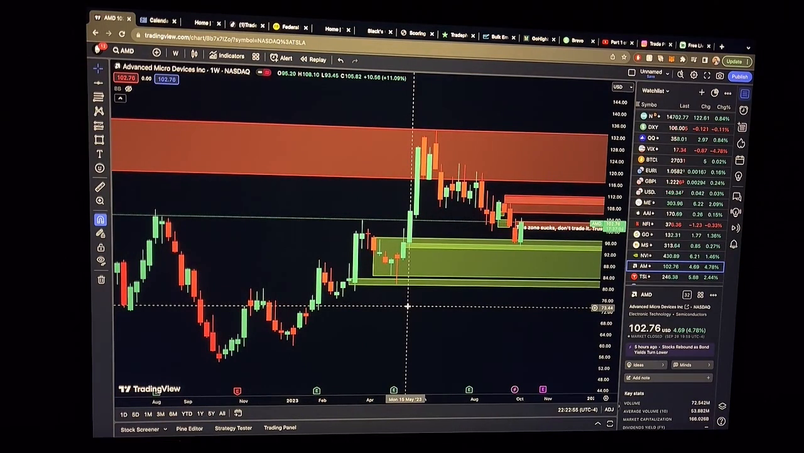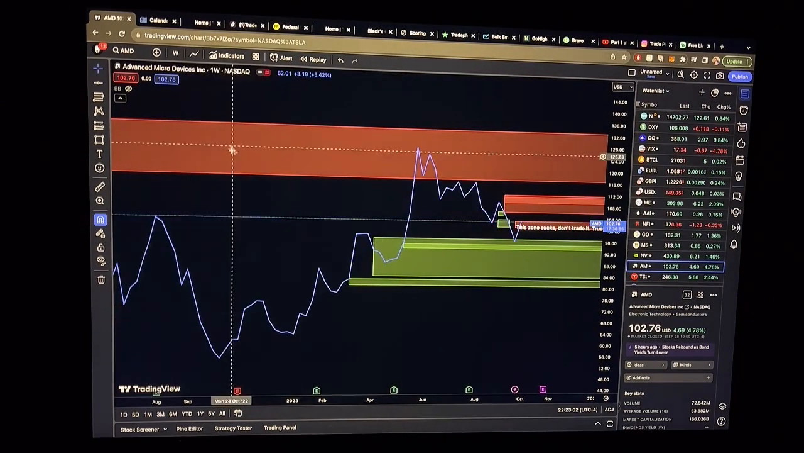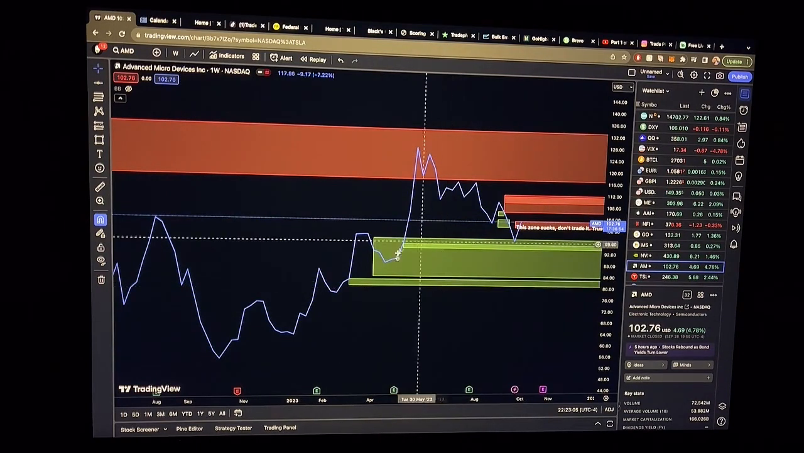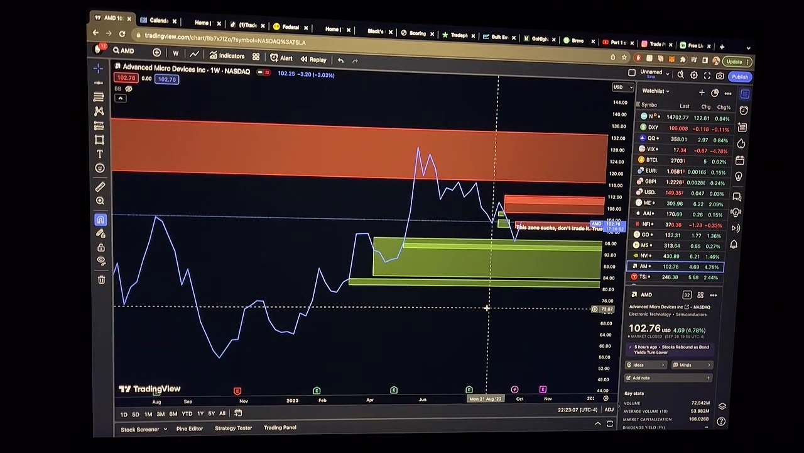So first things first, I've not looked at Amazon, my man. We can look at Bitcoin. What is my trend here on AMD? Is this an uptrend, a downtrend, or a sideways moving trend? And I'm going to drop to a line view so you guys can visualize it more easily.